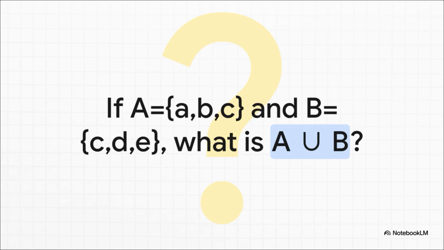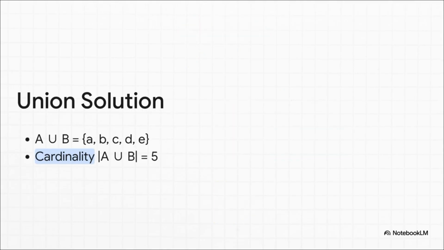Let's test that out immediately. If set A is {A, B, C} and set B is {C, D, E}, what is their union? Go ahead and hit pause on this explainer right now, grab some scratch paper, and write down your answer. Okay, here's the solution. The union of A and B is {A, B, C, D, E}. Notice how C was in both sets, but we only wrote it down once. Also, check out the cardinality here, which is really just a fancy word for the number of elements inside the set. It's exactly 5. If you got that, you're perfectly on track.